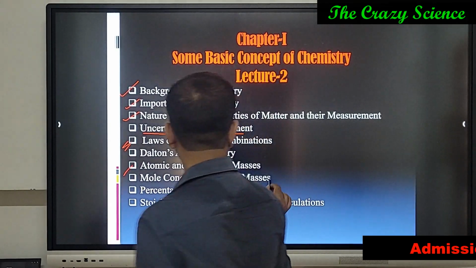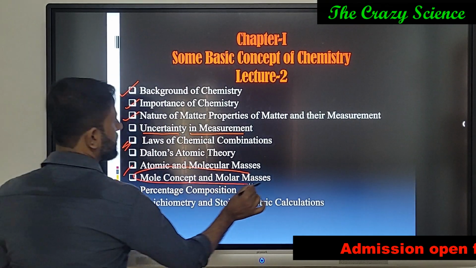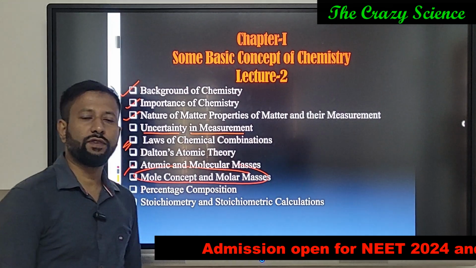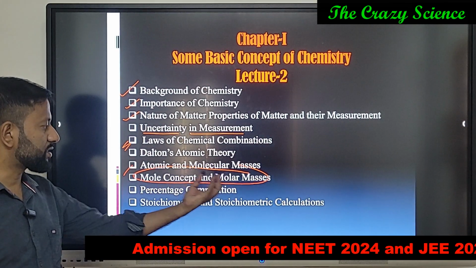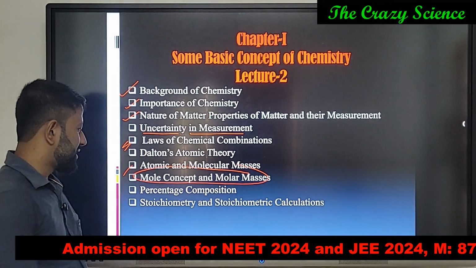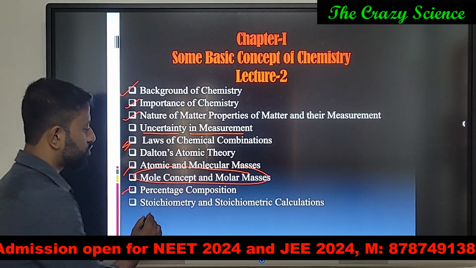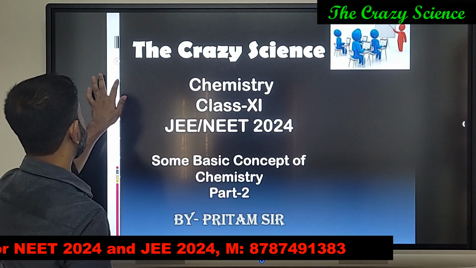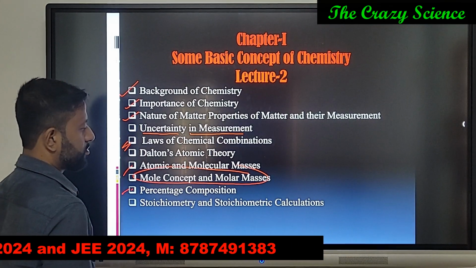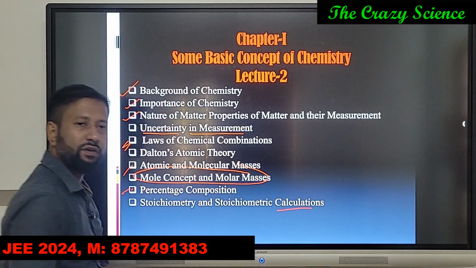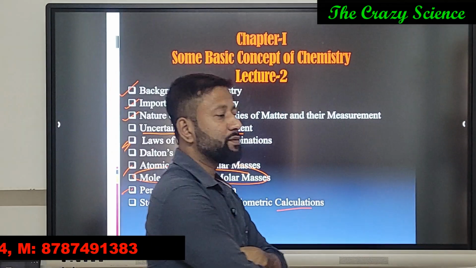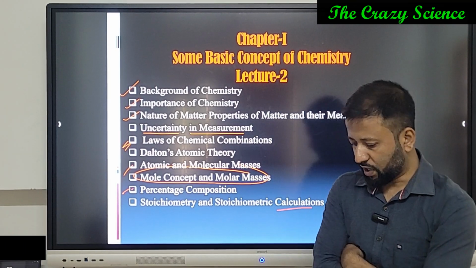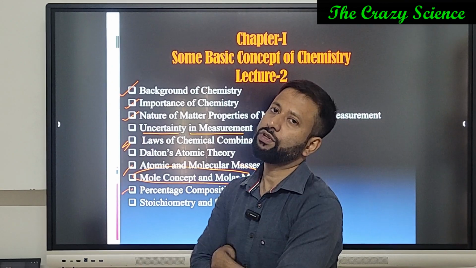The main concentration of power is within this topic, that is the mole concept and molar mass. Maximum JEE and NEET questions are covered from this portion, the mole concept and molar masses. Along with that, percentage composition, stoichiometry, and as well as stoichiometric calculation. Along with that, we also check different kinds of solutions. In solutions there is molality, then mass fraction, mole fraction, all these things we will check in detail.